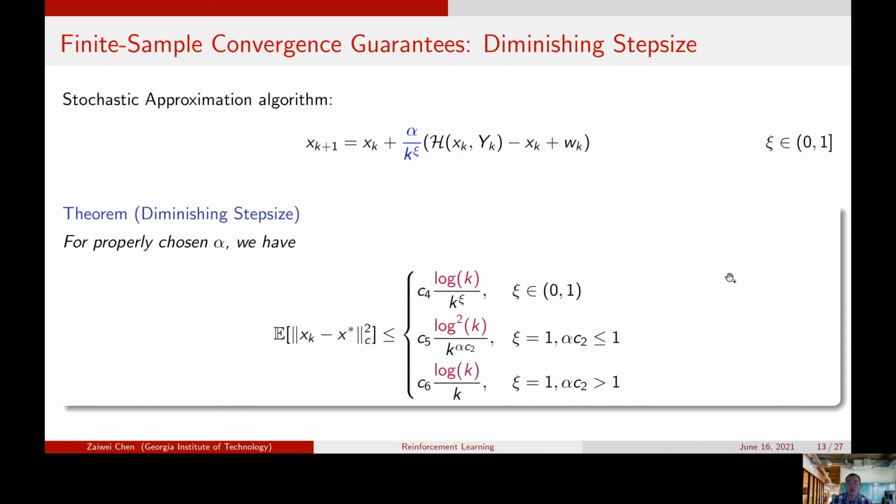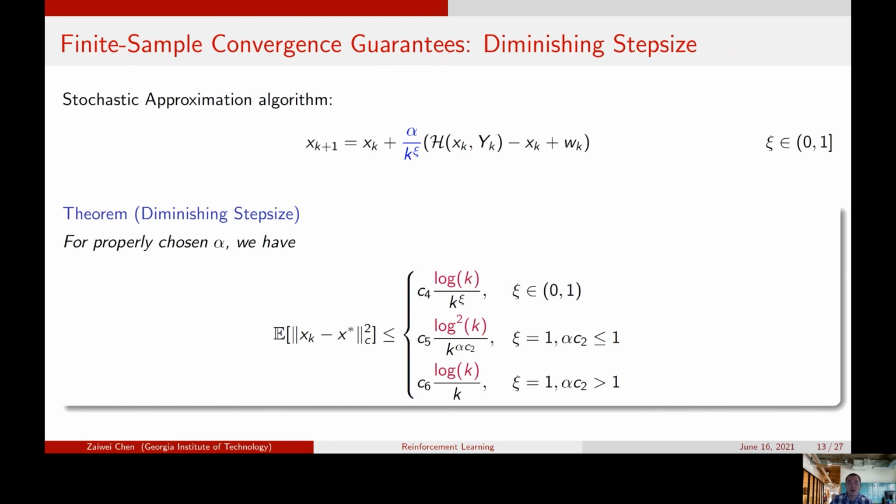But when psi is equal to 1, the convergence rate crucially depends on the constant alpha. Specifically, when alpha is very small, the convergence rate can be arbitrarily bad. The optimal convergence rate of log k over k is achieved only when alpha is above some threshold.